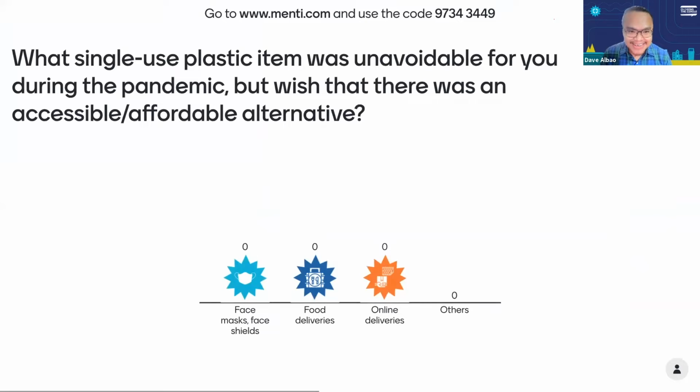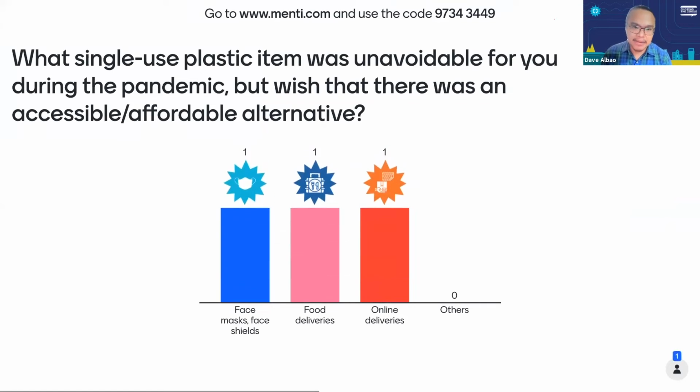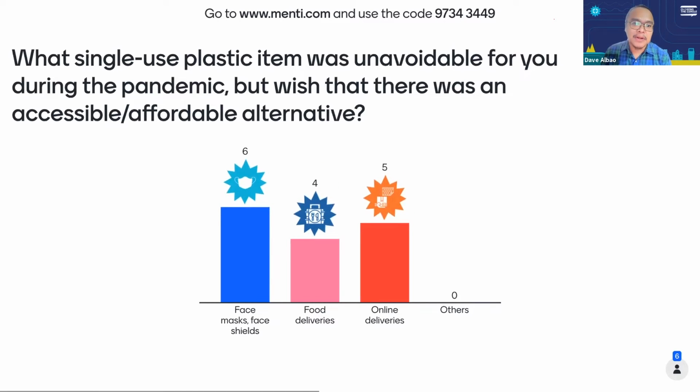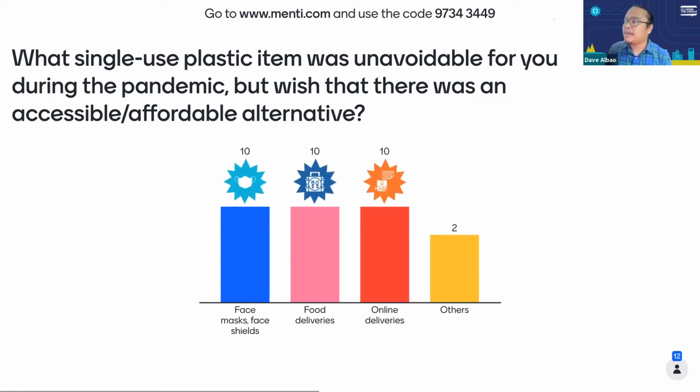Oh, there's a Menti question again. Let's try to see. During the pandemic, what single-use plastic item was unavoidable for you during all this time, and you wish that there was an accessible and affordable alternative? If you still haven't logged into Menti for this session, please go to menti.com and enter the code 97343449.